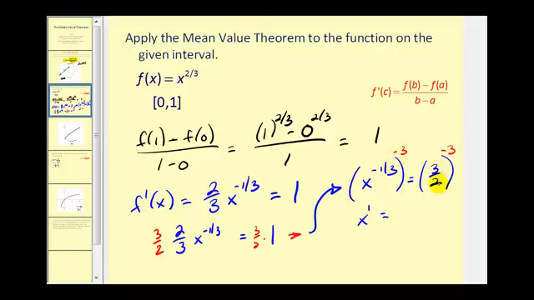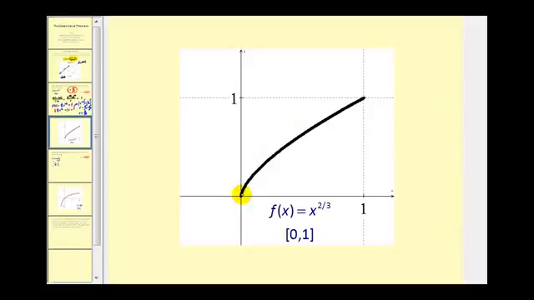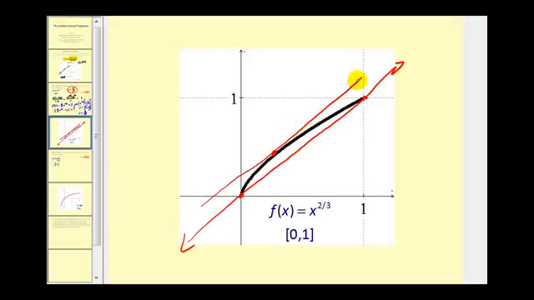Now 3/2 to the negative third power is the same as 3 to the negative third over 2 to the negative third, which is equal to 2 to the positive third power over 3 to the positive third power. So x is equal to 8/27, which is in this interval. So that's our value of c we're looking for. So now we can see pretty well graphically that the slope of this line would equal 1. And you can also see that when x is approximately 8/27, this tangent line would have the same slope as that secant line.